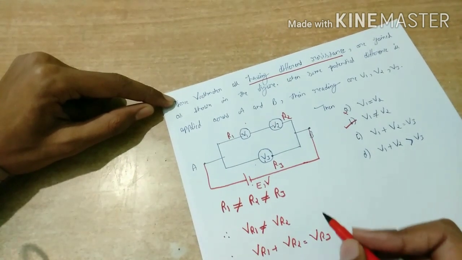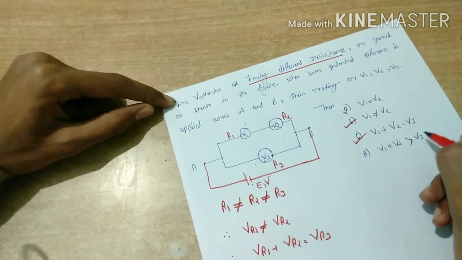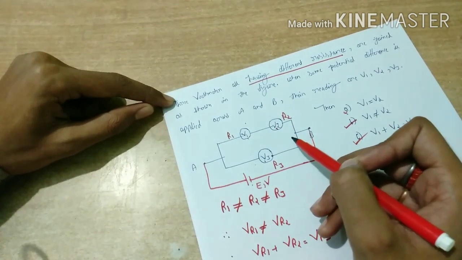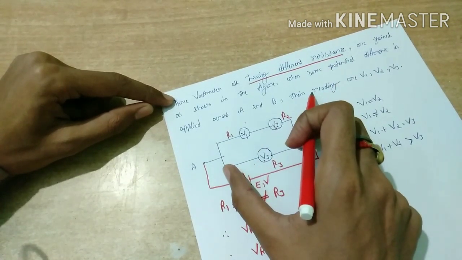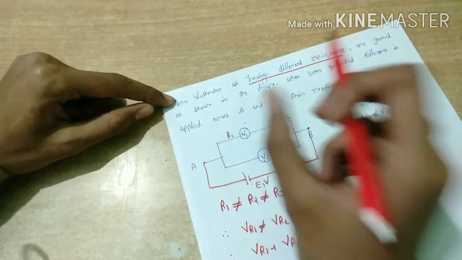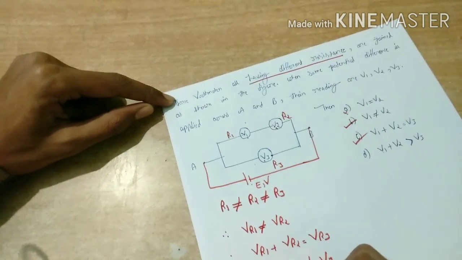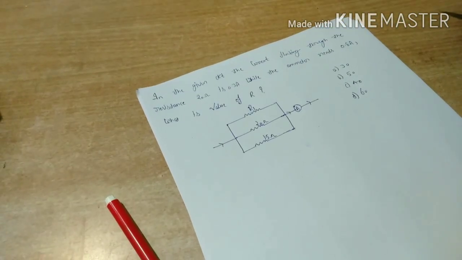This option is also correct. What option D is saying, V1 plus V2 is greater than V3. It cannot be possible because the circuits are in parallel. Parallel means the voltage across V3 is the same as the voltage across V1 and V2. V1 plus V2 is not greater than V3. Option D is incorrect.